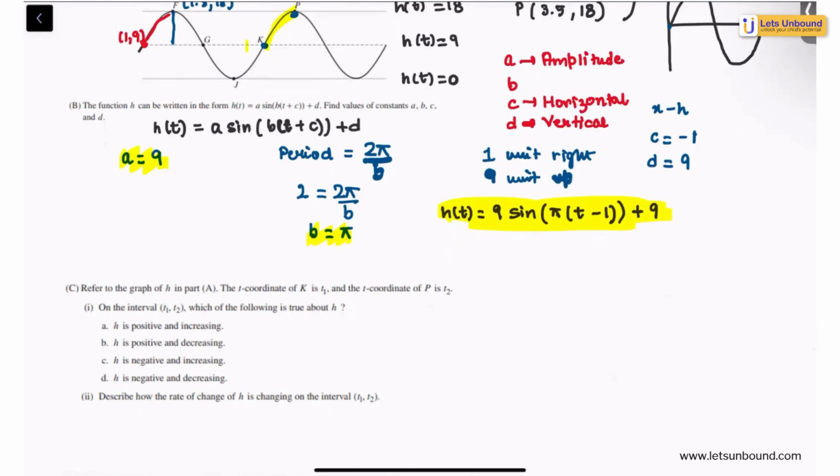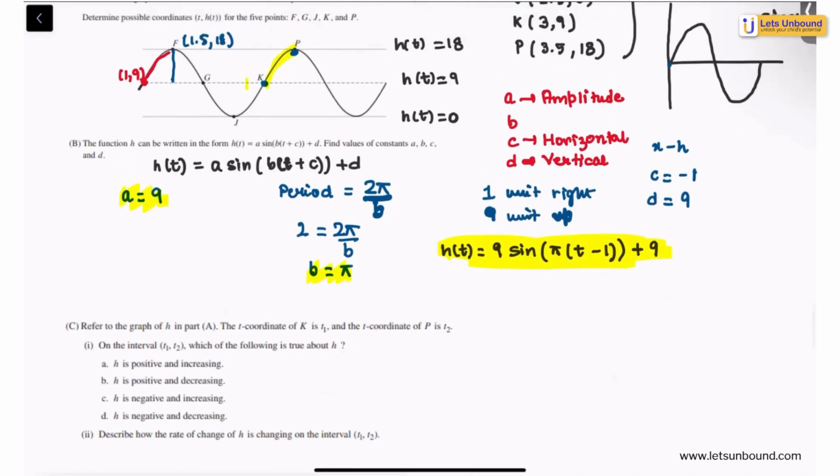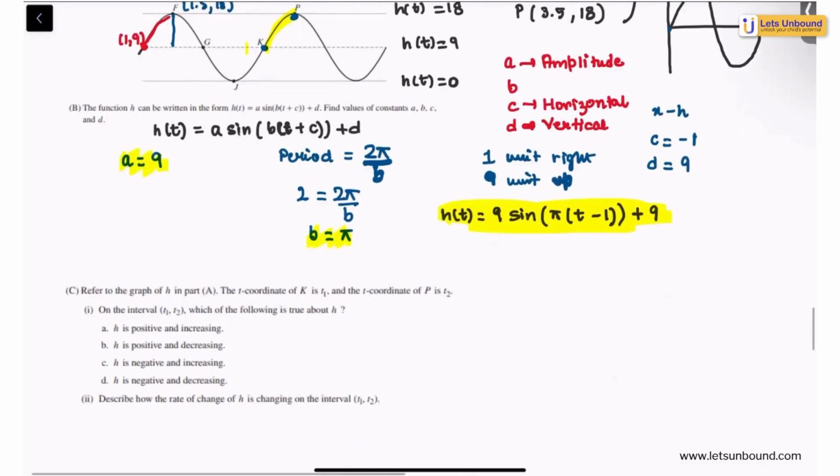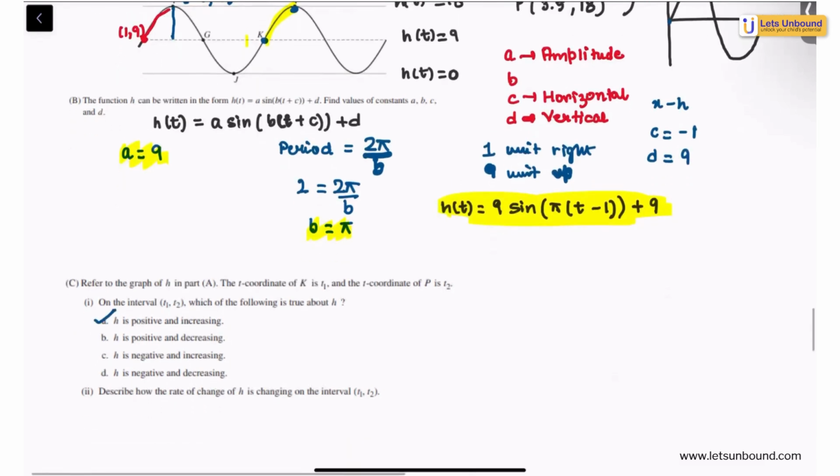But it also says whether it's increasing or decreasing. So we can clearly see from K to P, the graph is increasing. Hence our answer will be that h is positive and increasing.